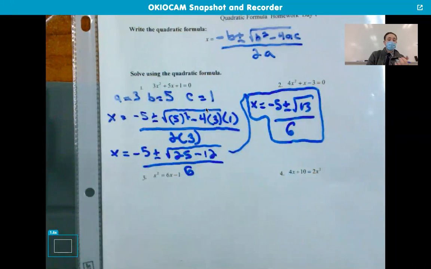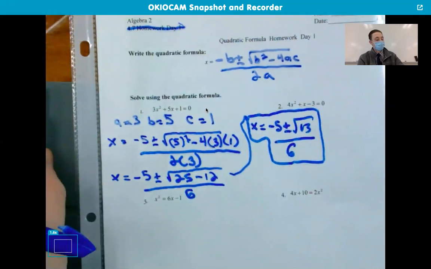And you saw questions like that in your homework from last night. If you can't break down the square root any further, this is how you can leave your answer and then just move on from there. Okay. Any questions about number 1? All right.